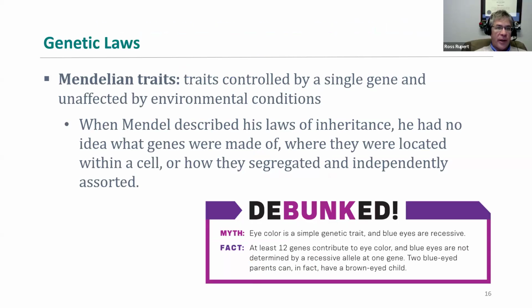Mendelian traits are controlled by a single gene and unaffected by environmental conditions. Mendel basically worked with 7 traits that all behave this way. He either got lucky or he threw out the data that didn't behave this way, because it turns out genetics is way more complicated than those 7 traits. You know that if a tall and a short marry, they have middle-sized kids and everything in between.